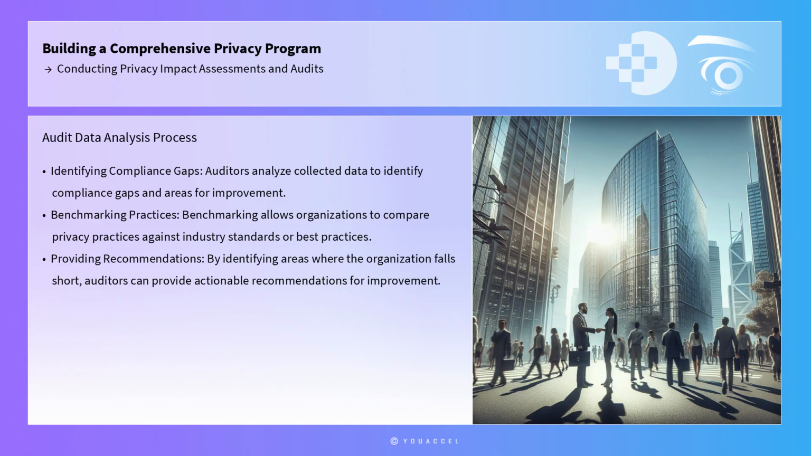Once the data is collected, auditors analyze it to identify compliance gaps and areas for improvement. This involves comparing the organization's practices against the audit criteria and identifying deviations. A valuable tool for this analysis is the use of benchmarking, which allows organizations to compare their privacy practices against industry standards or best practices. By identifying areas where the organization falls short, auditors can provide actionable recommendations for improvement.